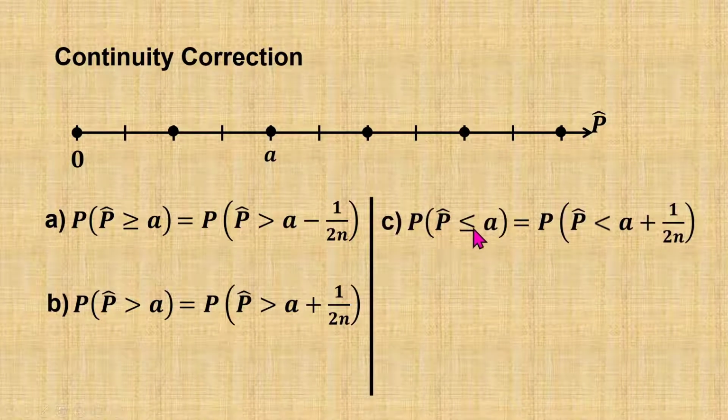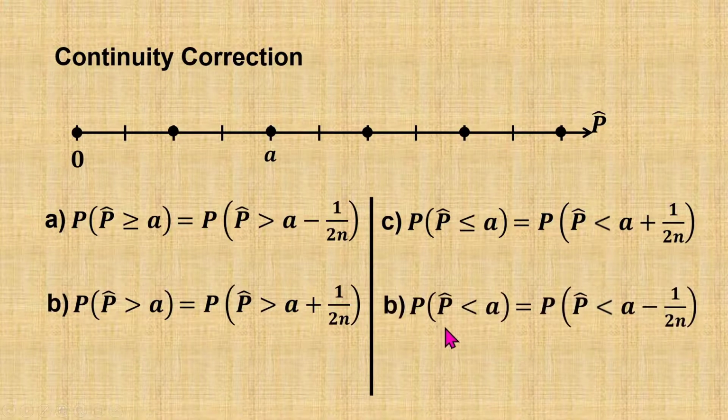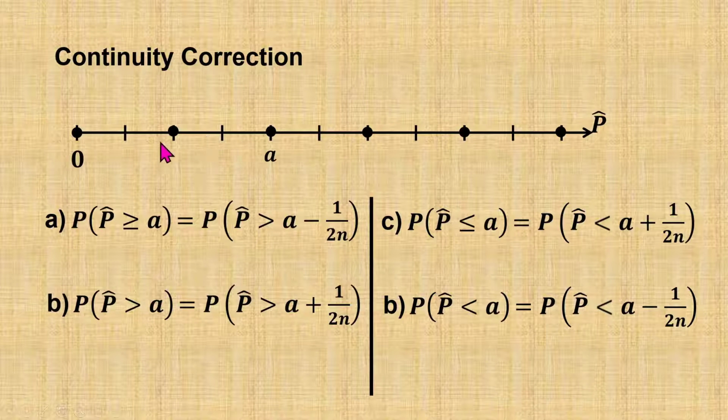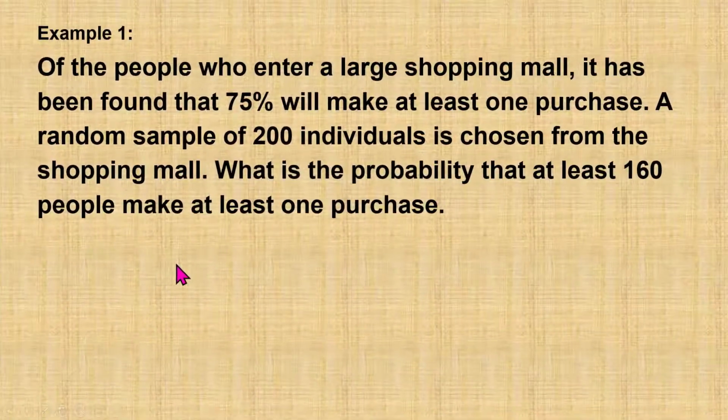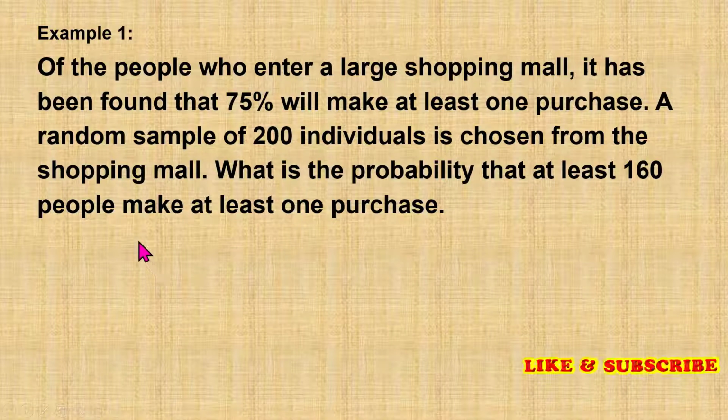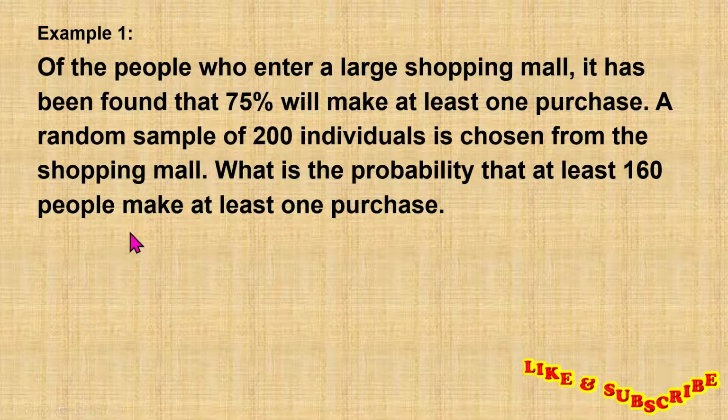Then if the sample proportion is less than or equal to a value A, then the interval should extend to a value slightly greater than the value A, such that A is included. So we use A plus a small value 1 over 2n. Then for p-hat less than A, the interval must end at a value slightly less than A, so that A is not included. So we use A minus a small value 1 over 2n. Now after the theory, let's try some questions about this sample proportion.